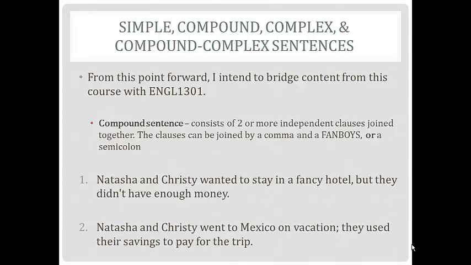Example number 2, Natasha and Christy went to Mexico on vacation. They used their savings to pay for the trip. This would have been a run-on sentence had the author not used a semicolon to separate these 2 independent thoughts. So remember, a compound sentence, you'll see with a fanboys word and a comma, or you'll see it with a semicolon.